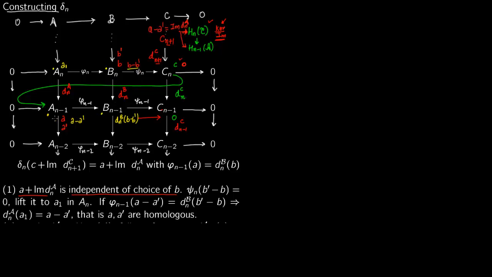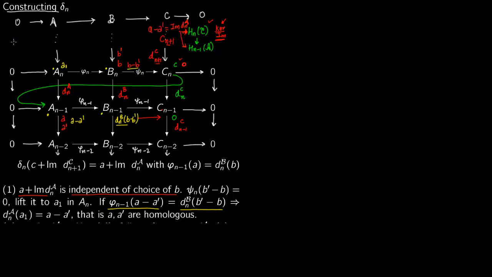So we have the square which is commutative. Since the square is commutative, this A1 goes to this element. So A1 should be able to go from here to this element also. But the problem is that phi n minus 1 here is injective. Since this is injective, it will only take A minus A prime to d n B minus B prime. And therefore this A1 gets mapped to A minus A prime. So the idea is that phi n minus 1 of A minus A prime is equal to d n of B prime minus B. By commutativity of this square, this implies d n of this A1 gets mapped to A minus A prime.